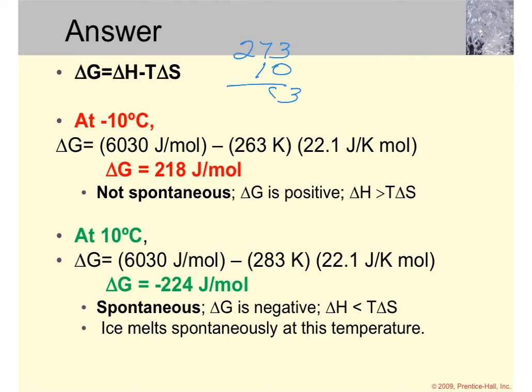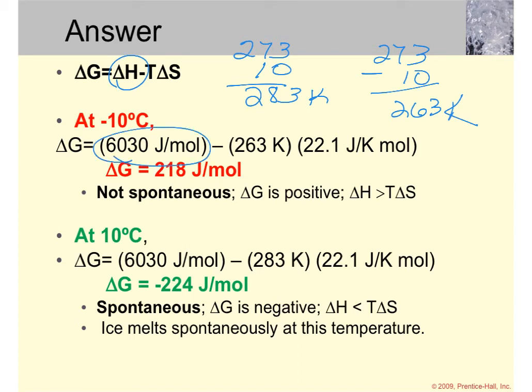So just real quick so you know where the numbers are all coming from. All right, so here are our two temperature values that we're going to plug in. So these are simply the values, you'll be given the values. Delta H for melting of ice, 6030 joules per mole. This is at a temperature of minus 10 degrees Celsius. And here is the value for change in entropy for melting of ice.